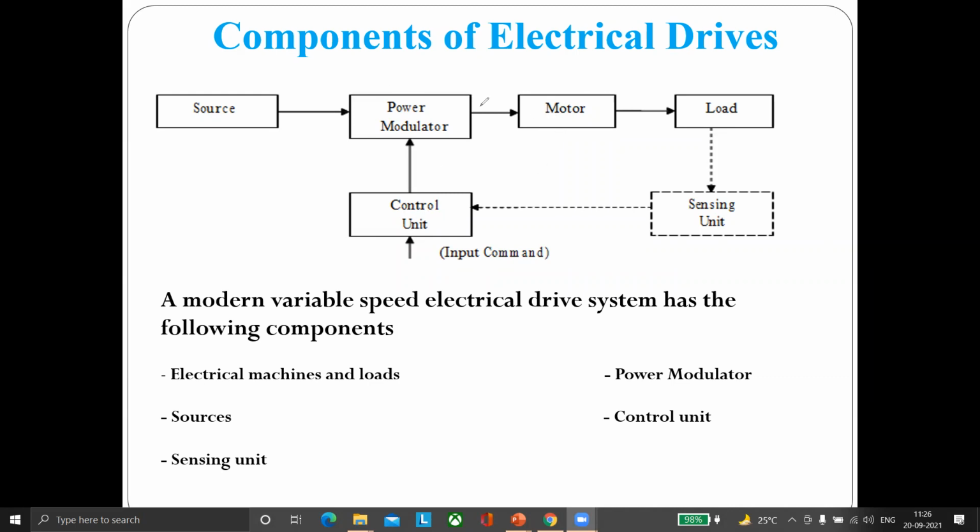If the voltage is controlled on the output side of the power electronic modulator, the speed is also controlled. If the frequency parameter is controlled, the speed also varies. So simply, if the output side power is controlled by the power electronic modulator, the motor speed can be controlled.